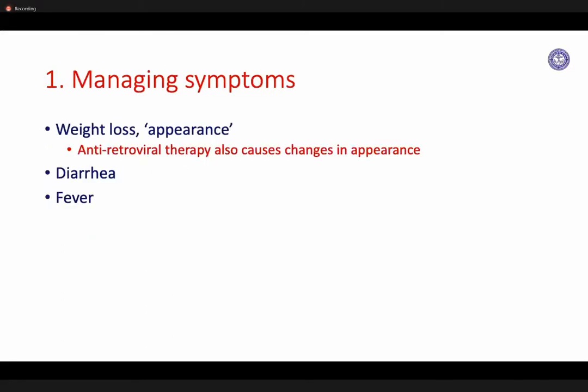So number one is managing symptoms. Common symptoms in Sri Lanka are weight loss, and sometimes they are worried about the appearance, especially when they get antiretroviral therapy. It changes the appearance because their fat levels dissolve away, which is called lipodystrophy, and because of that, they get a very different appearance on their face. The cheeks are sunken in, and so on, and they are worried about their appearance. Sometimes they come and ask, doctor, can't you do something about my face? And other symptoms include diarrhea and fever.